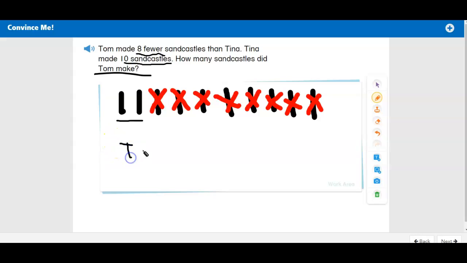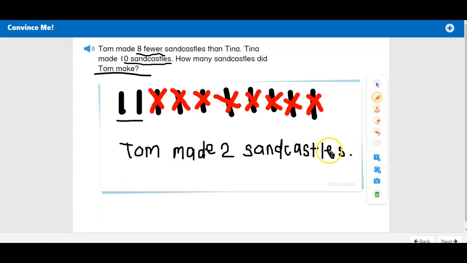So for our answer, we can say Tom made 2 sandcastles.